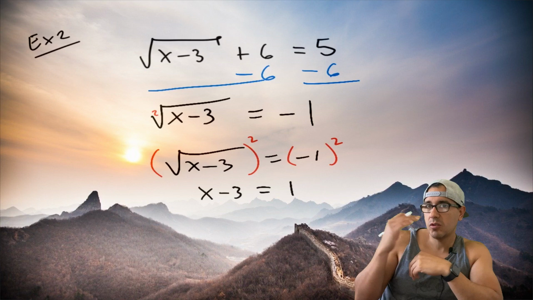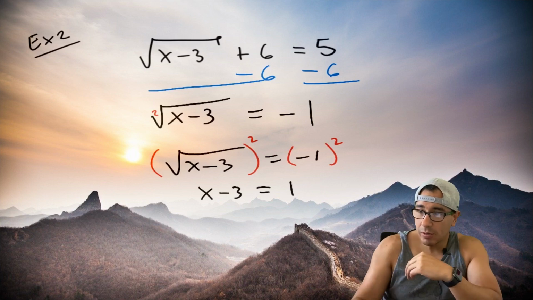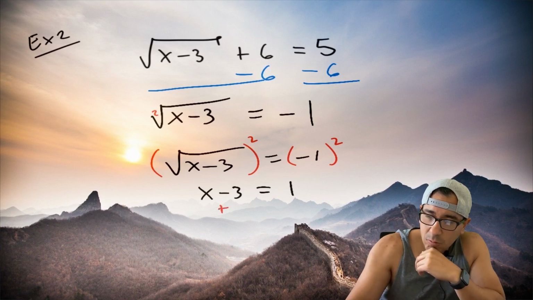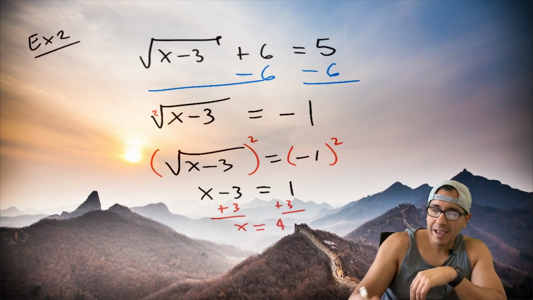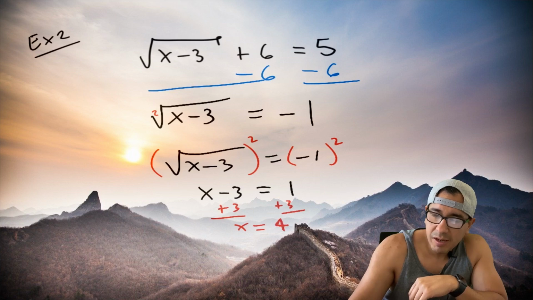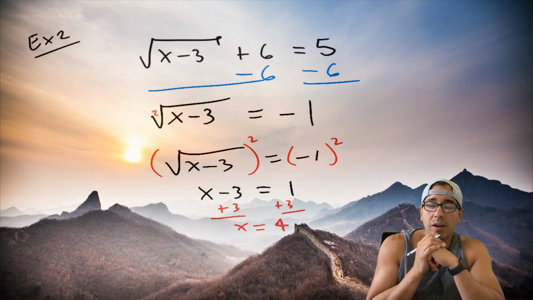Negative 1 squared is 1. We go ahead and solve and we get 4. And a lot of people are like, all right, cool, we got a nice answer of 4, we're done. So again, you always want to check your work.